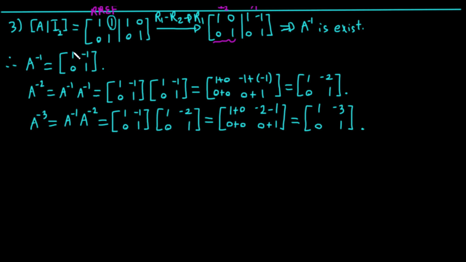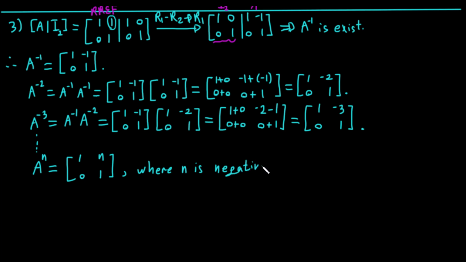We can see here there is a pattern. These elements are the same, except this element, every time it's increasing by -1. So we can conclude that A to the power of n equals 1, 0, 1. These are the same every time: 1, 0 here and here 1, except this one. So here we put n, where n is a negative integer. So you can substitute any number here, for example, -100. Here we have to write -100.